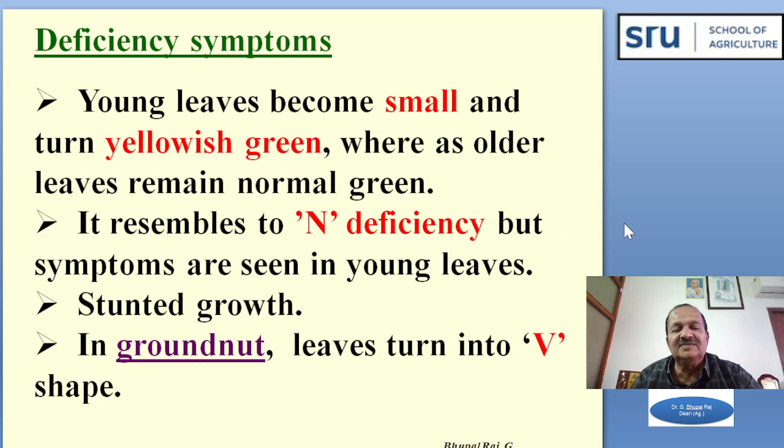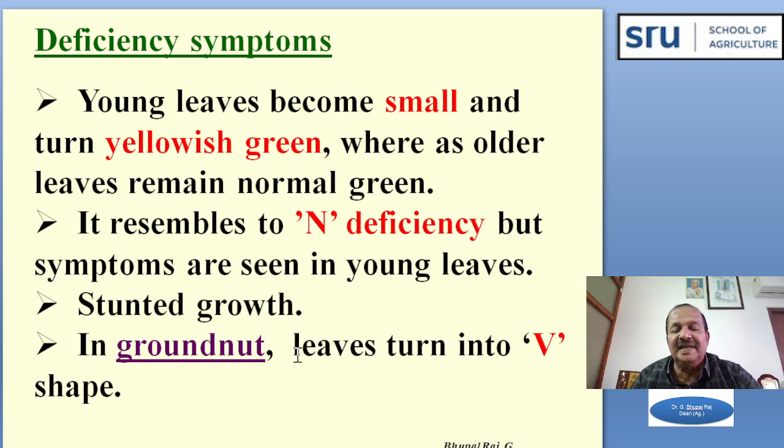The nitrogen deficiency symptoms and sulfur deficiency symptoms are the same. Leaves become small and turn yellowish green and yellowish. These are the common symptoms. But the difference is that nitrogen deficiency appears in the older leaves, whereas sulfur deficiency appears in the younger leaves. This is the only difference to demarcate sulfur deficiency and nitrogen deficiency in crops. Like nitrogen, sulfur deficiency also causes stunted growth.